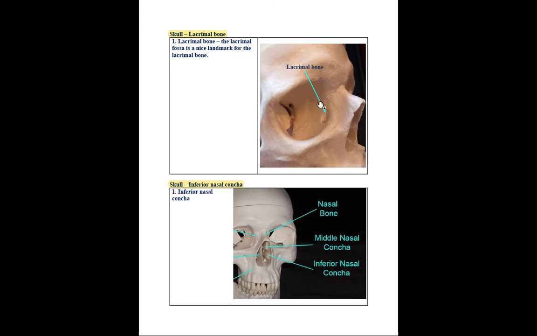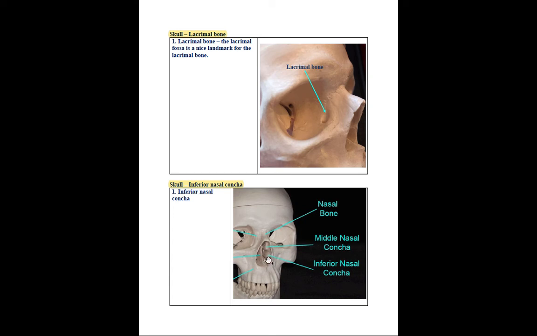Here's your lacrimal bone. I know it's sometimes difficult to identify a lacrimal bone, especially on a skull that isn't colored, where each bone is a different color. So the easiest way to identify the lacrimal bone is to look for the lacrimal fossa here. And the lacrimal fossa will help you to identify the lacrimal bone.